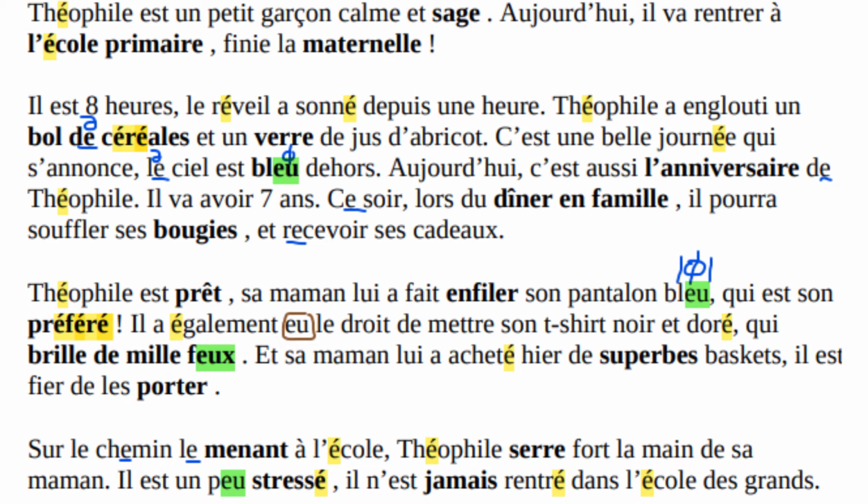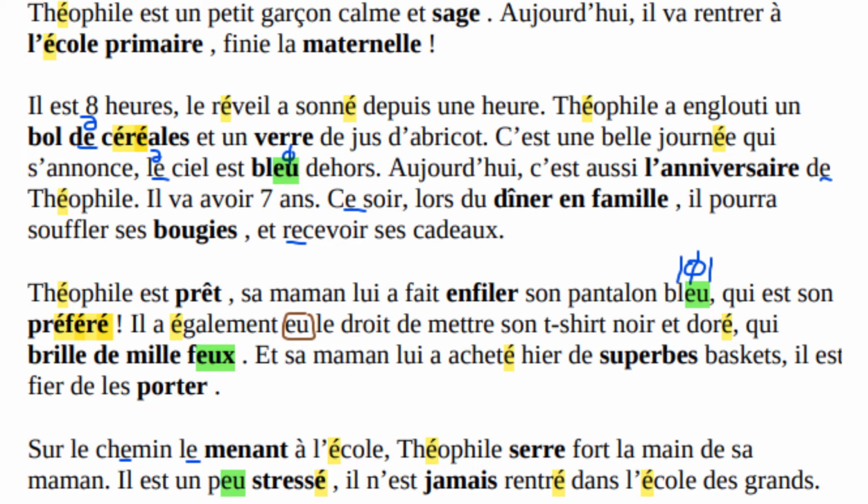Acheté hier, de superbes baskets. Il est fier de les porter. Sur le chemin, can we see a E sound there, the ordinary E that gives the sound E as well. Chemin, le menant à l'école. So we have our E sound there. And for our école, we have our accent aigu.